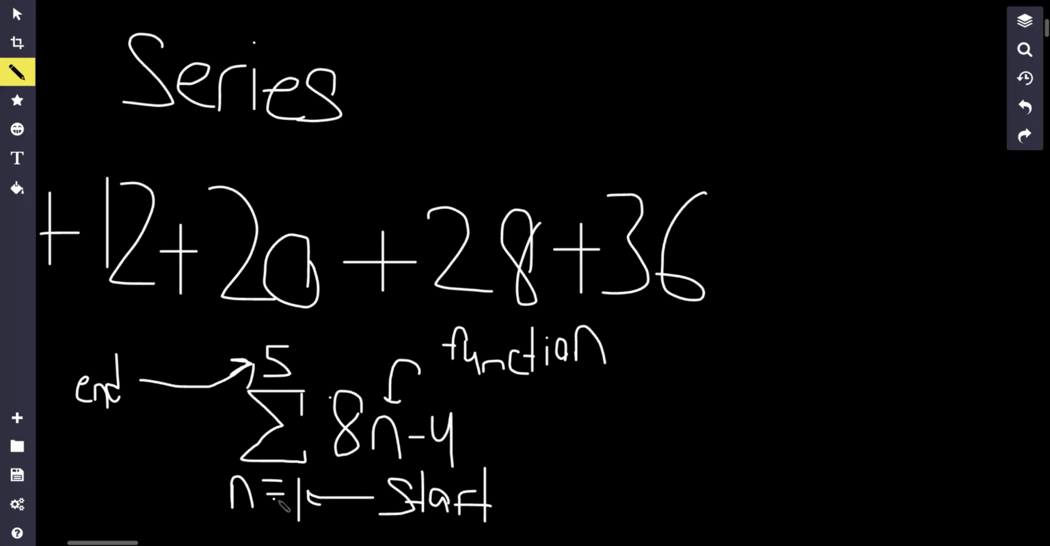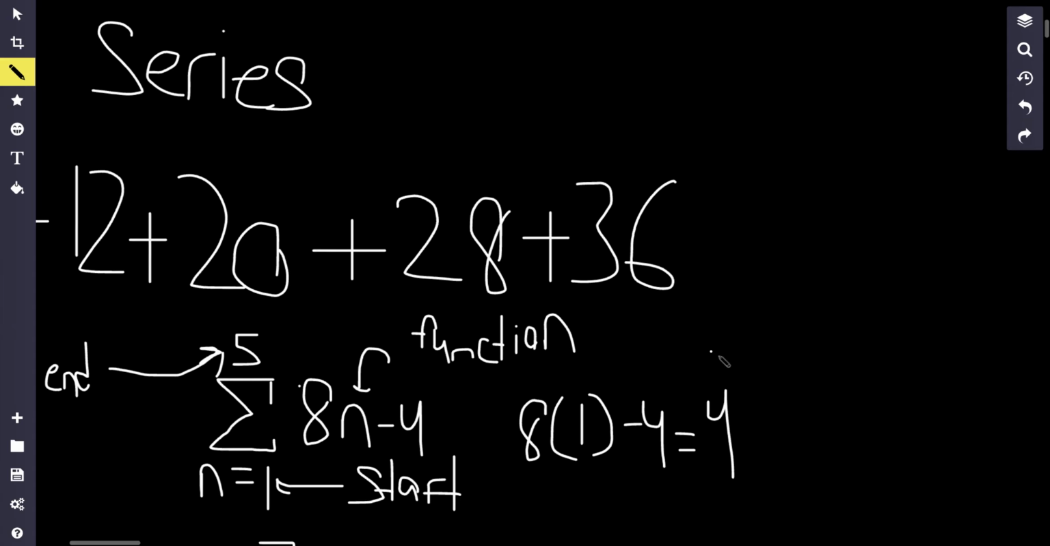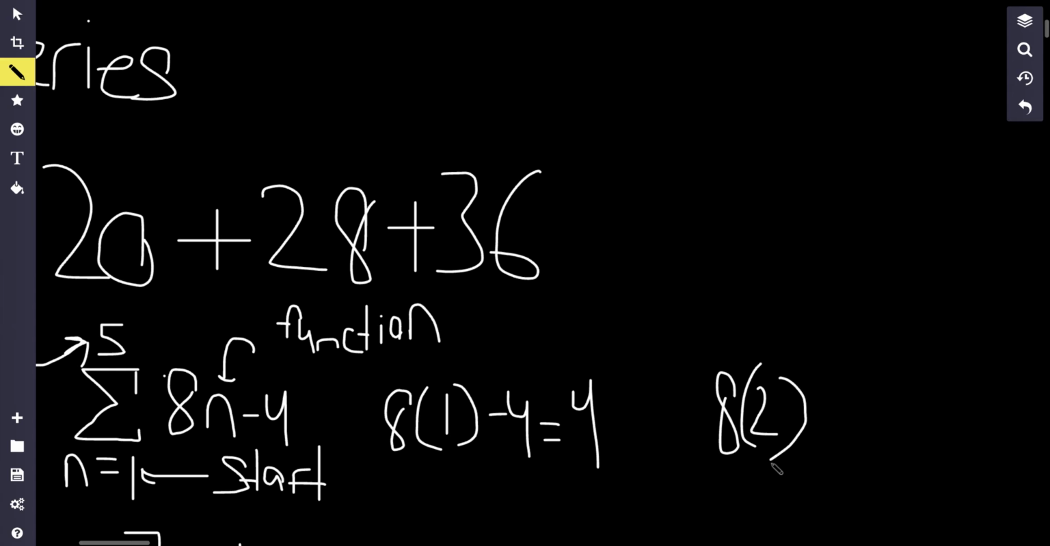Now what you're going to do is imagine if you plug in 1 for n. You're going to get 8 times 1 minus 4, which is just equal to 4. Now imagine if you plug in 2 for n. You're going to get 8 times 2, which is 16, and 16 minus 4 is equal to 12. Now imagine if you plug in 3 for n.